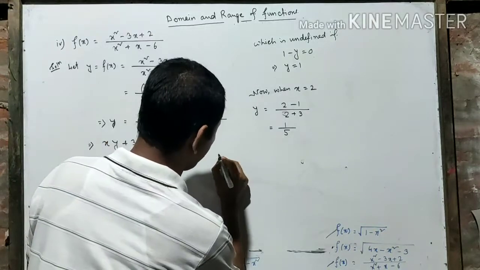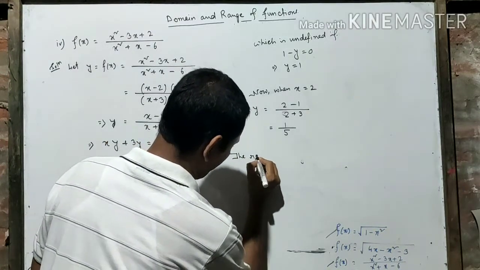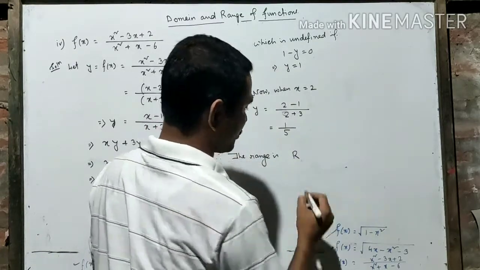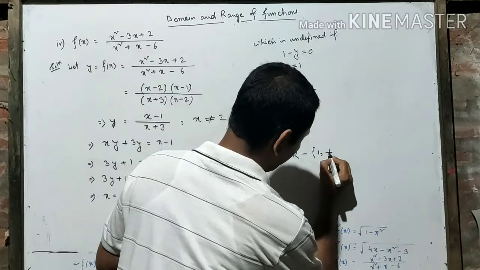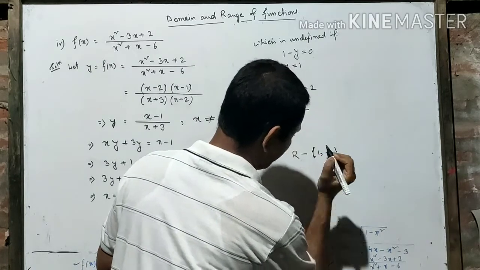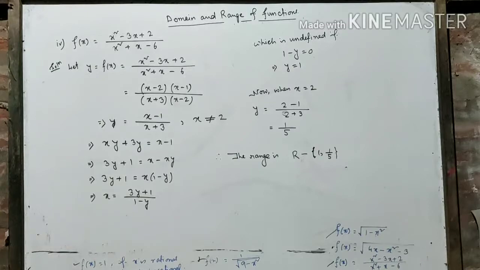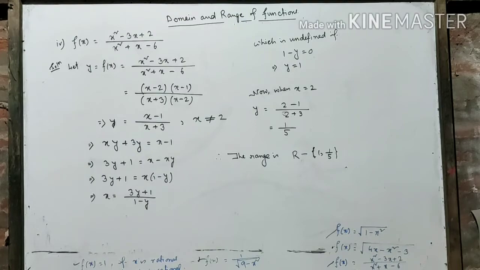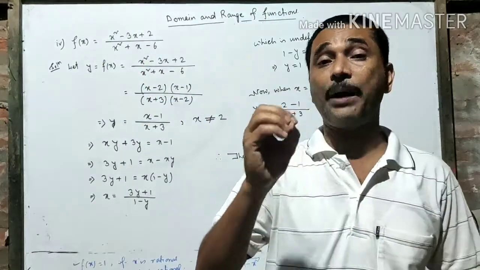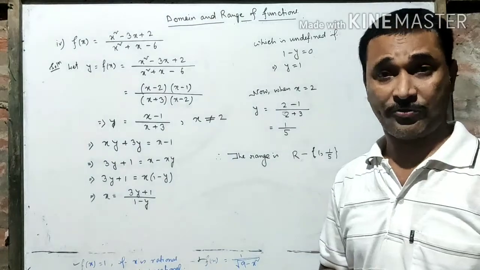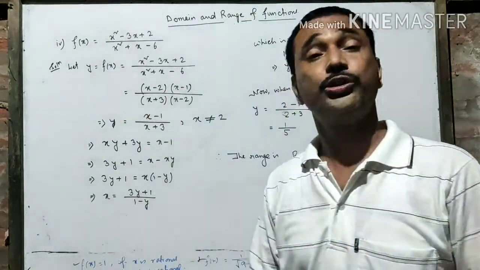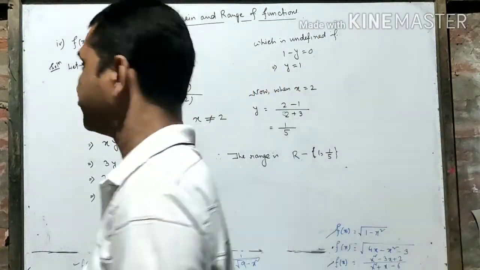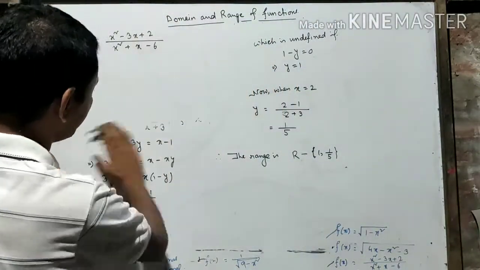So what will be the range? Therefore the range is all the real values except 1 and 1 by 5, that is R minus {1, 1 by 5}. So this is the range. This is another method. Your approach should be decided depending upon the question. Which type of question you are facing? Is it with square root? Is it with denominator? That will decide your action.